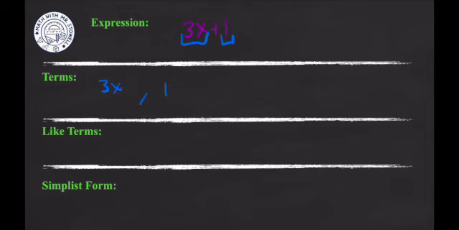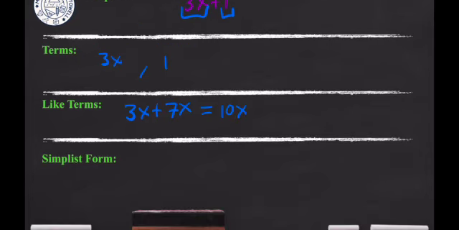Like terms. What is meant by a like term is that they have the same variable and with the same exponent. For example, we could have, let's say, 3x plus 7x. These are like terms because they have the same variable raised to the same power. And this can simplify down to 10x. We've talked about this before.